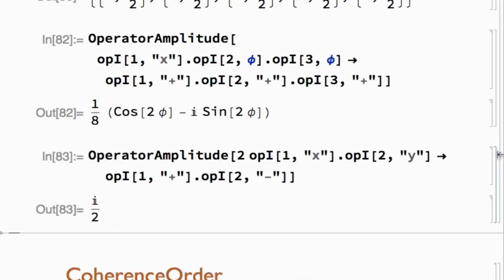This was another example here of the amount of a zero quantum operator, I1 plus, I2 minus, inside an XY operator.